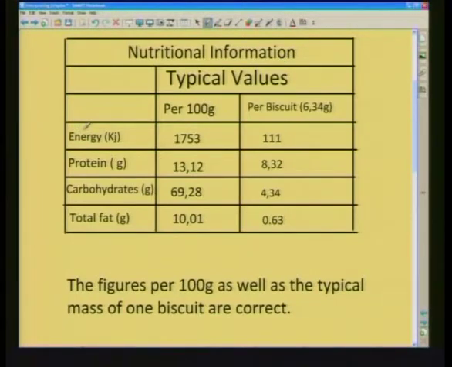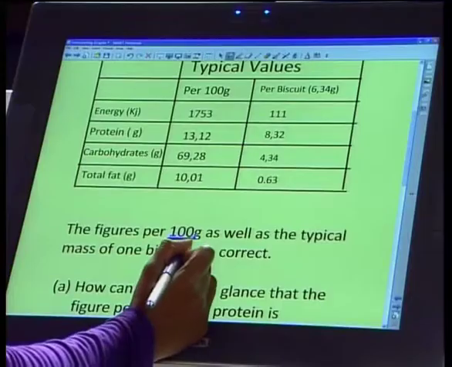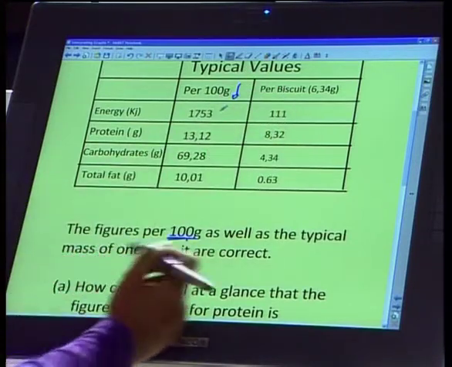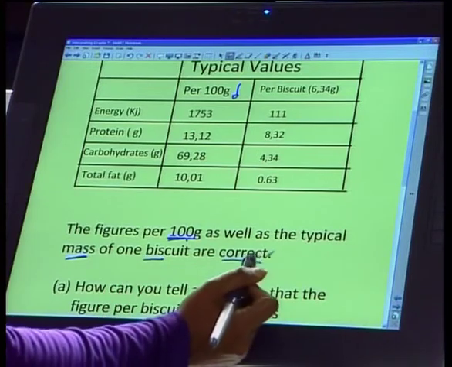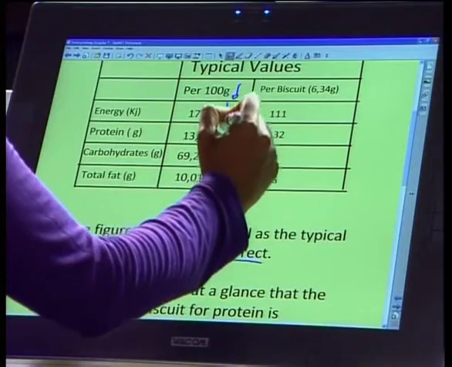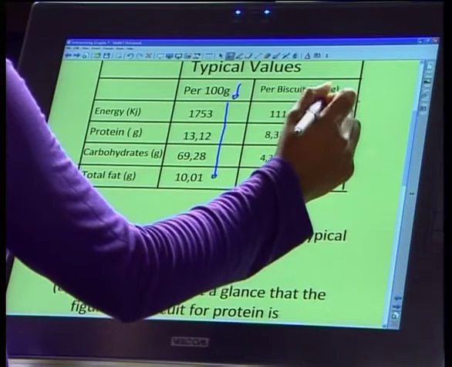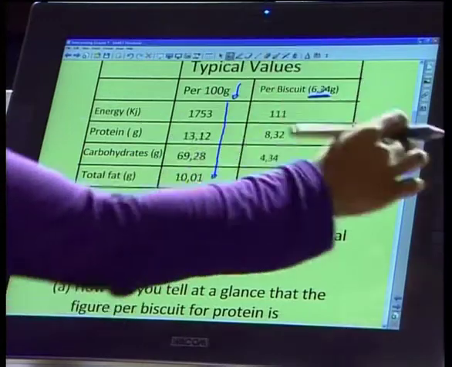They then look at things like the energy, which is the kilojoules. They look at protein, carbohydrates, and fat, and all of that. They say the figures per 100 gram, so that means they're talking about this column, those figures, as well as the typical mass of one biscuit are correct. So all that we know for a fact that's correct in this table is this second column and the mass per biscuit. So those are the only two things that we know for a fact.